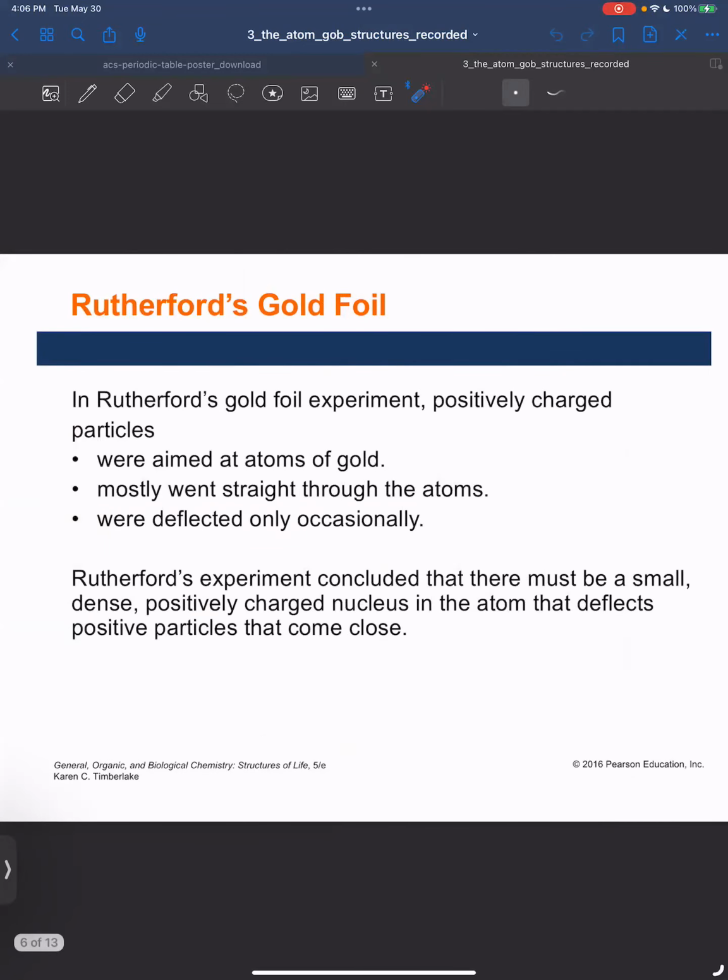But then Rutherford did his gold foil experiment and concluded that atoms must have a small, dense, positively charged nucleus in the atom that deflects positive particles that come close. So in his gold foil experiment, positively charged particles were aimed at atoms of gold. He found that most went straight through the atoms, but some were deflected only occasionally. And that's what led him to conclude that atoms consist of a small, dense, positively charged nucleus in the center that deflects the positive particles that came close. Because remember, like charges repel one another.